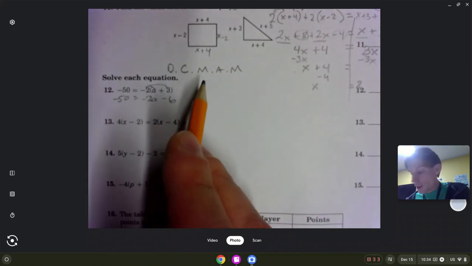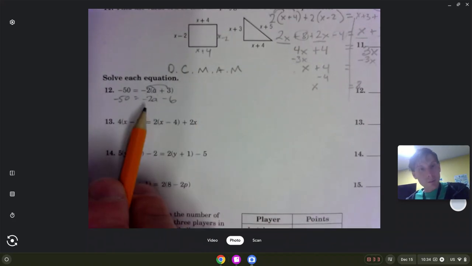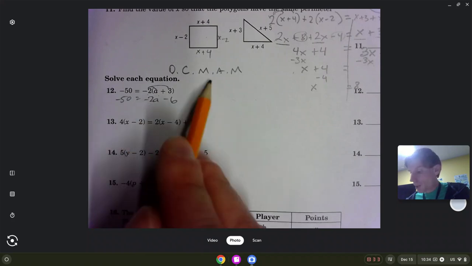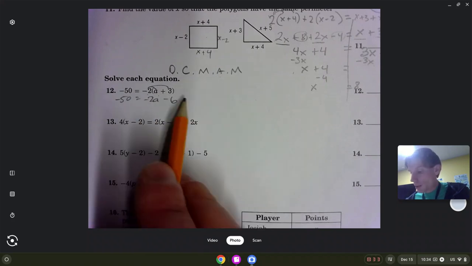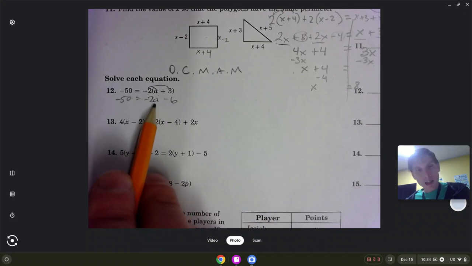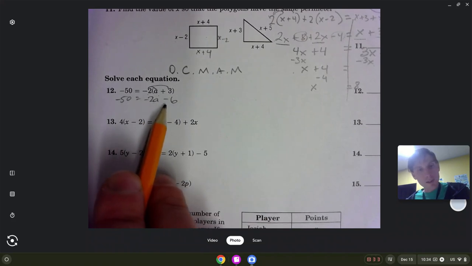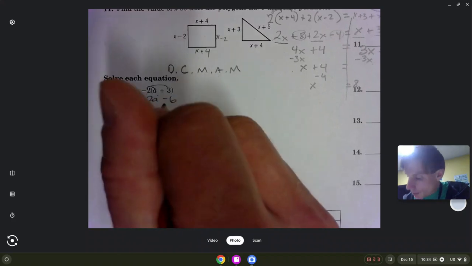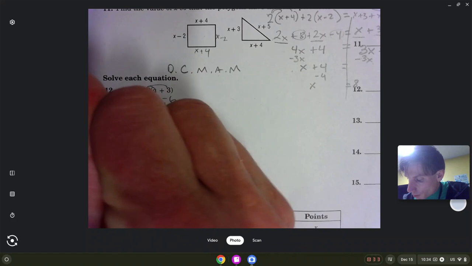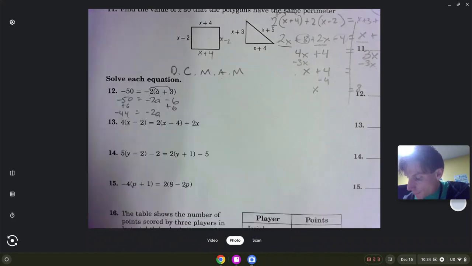Nothing to combine on either side. Move the variable. The variable's already on one side of the equation, so we don't have to move them to the same side. Add or subtract. Okay, that's what we're up to, adding and subtracting. Again, we're trying to get a all alone, so we're going to deal with this minus 6. The opposite of a minus 6 is plus 6. Plus 6. We have a negative 44 equals negative 2a.